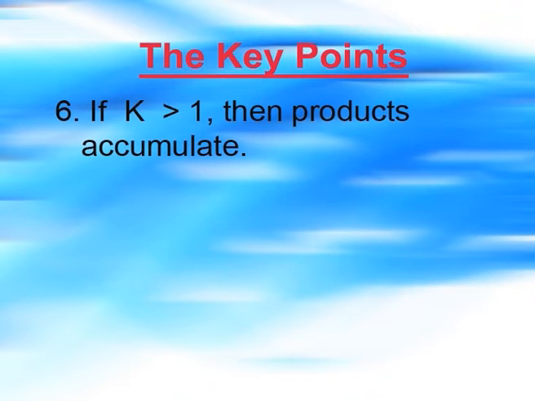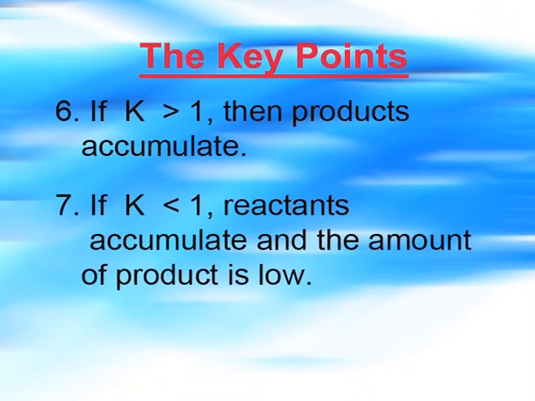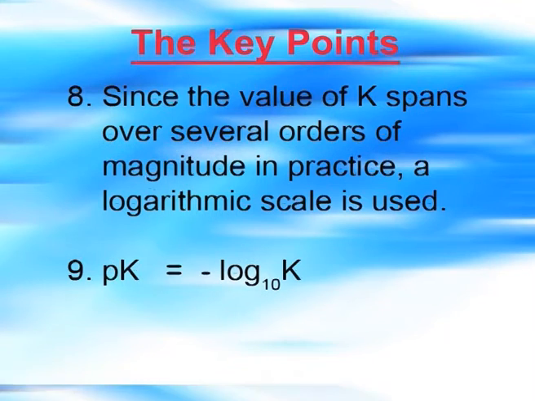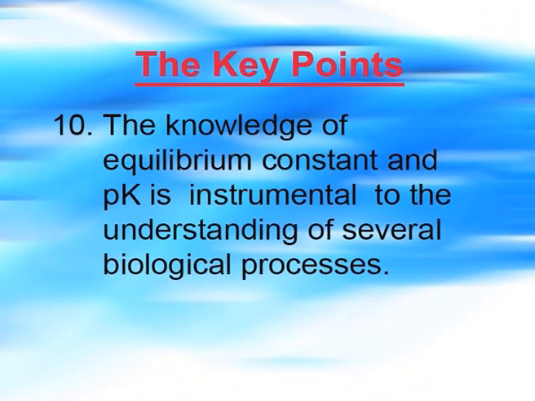If K is significantly greater than 1, then product accumulates, while when K is significantly less than 1, reactants accumulate and the amount of product is low. Since the value of K spans over several orders of magnitude, in practice a logarithmic scale is used. pK equals minus log K to the base 10. The knowledge of equilibrium constant and pK is instrumental to the understanding of several biological processes.